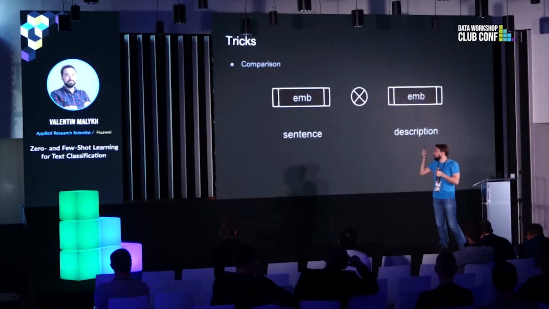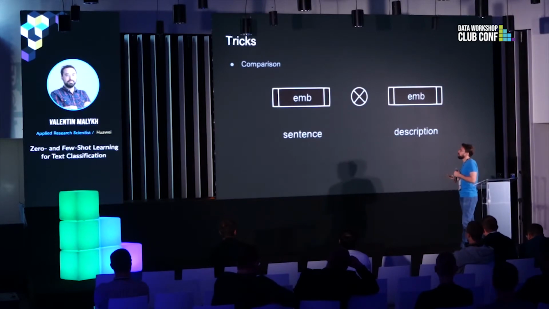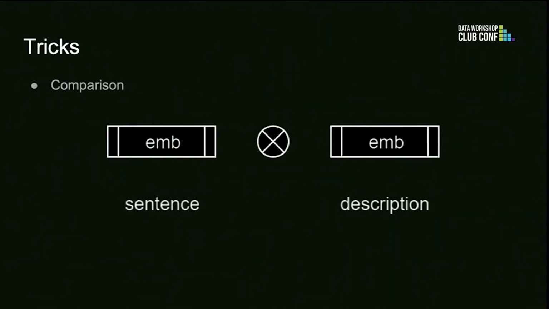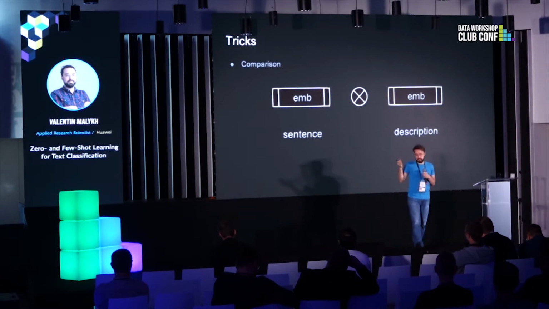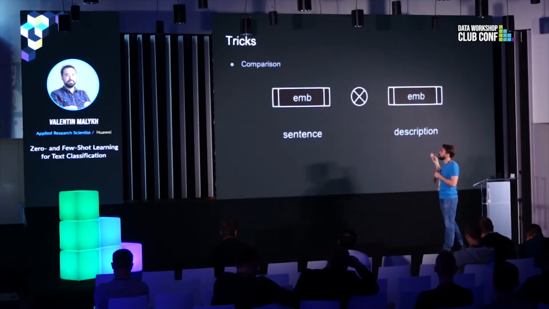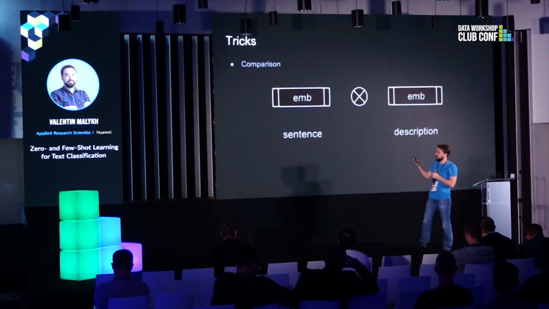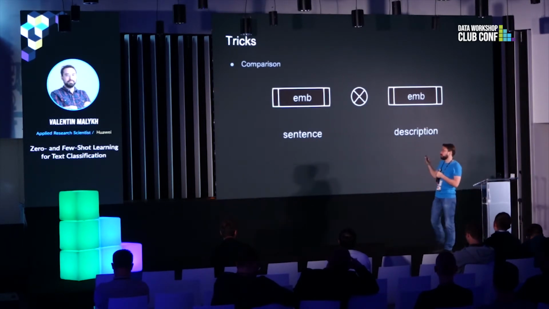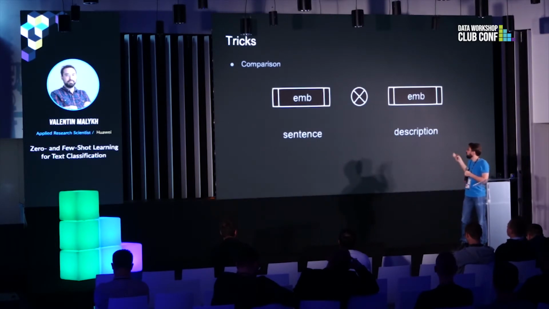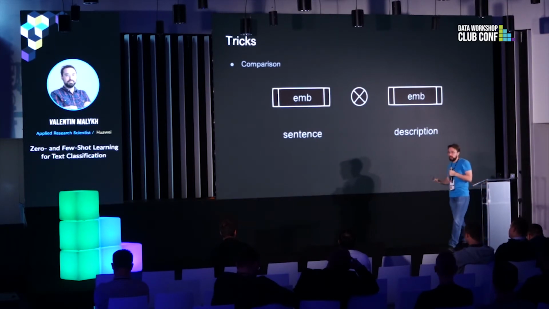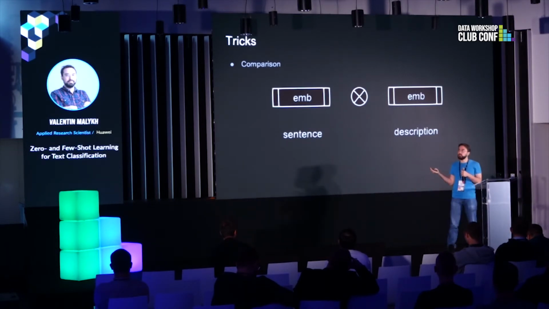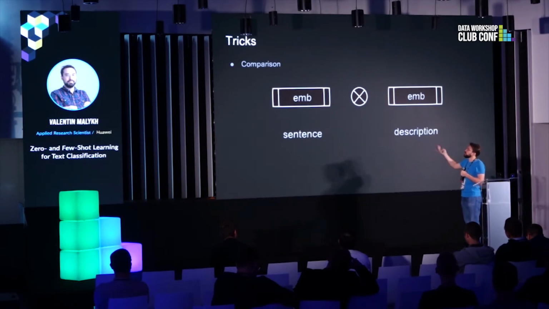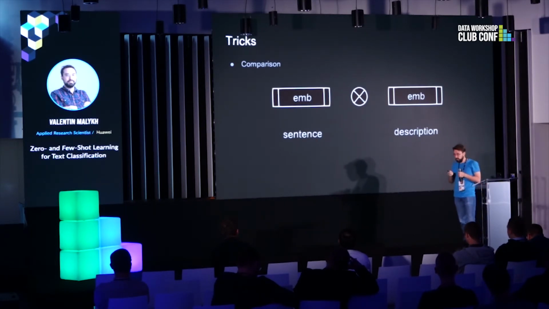Okay, this is one thing. Another thing is the so-called comparison. I am not showing you the formula here, I think I'll share it later. But the idea is that we have two embeddings: the embedding of the sentence we are working on right now, which is the utterance from our user, and a description embedding. As you remember, there is a description for a slot. And we use it to compare the sentence embedding and the description embedding.